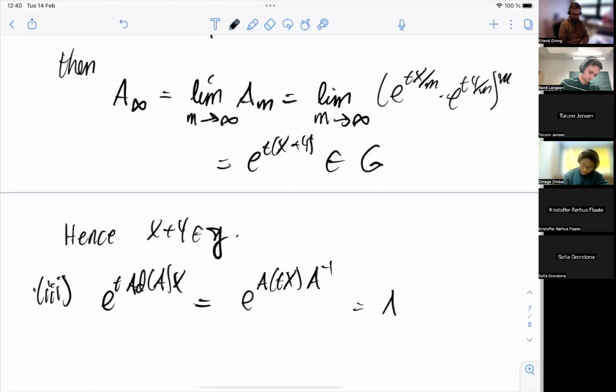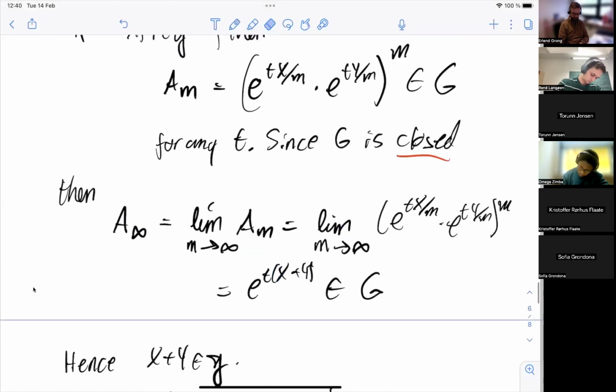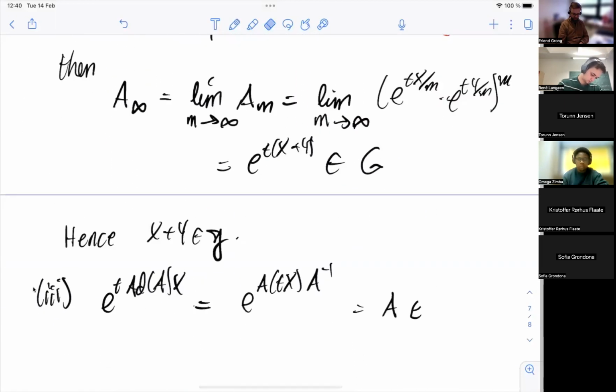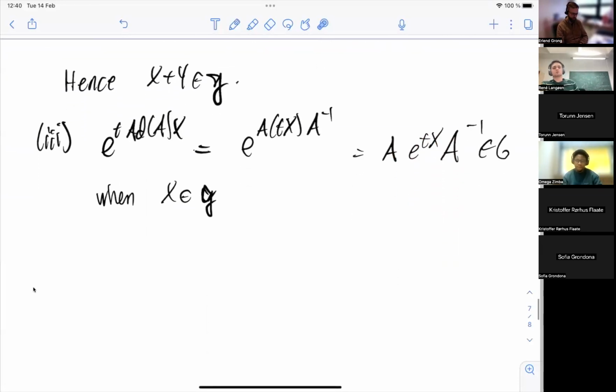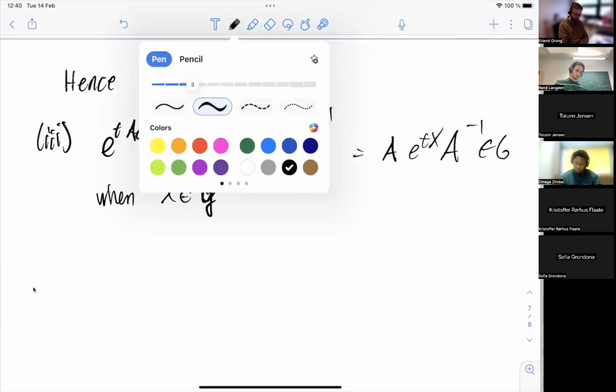We had earlier properties of the exponential map that if we have this kind of conjugation, we can just move it outside. And so we get that this is e of t x times a inverse, which is in G when x is in the Lie algebra. Because if x is in the Lie algebra, then e of t x is in G, and a is by assumption in G already, and G is closed under multiplication, so it ends up there.